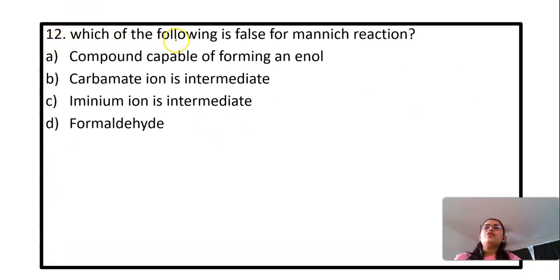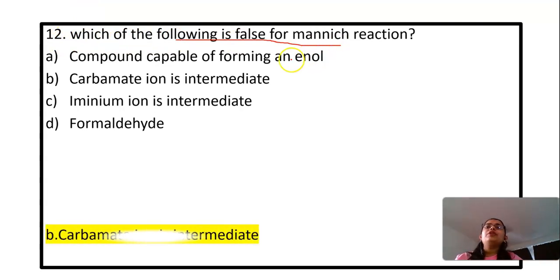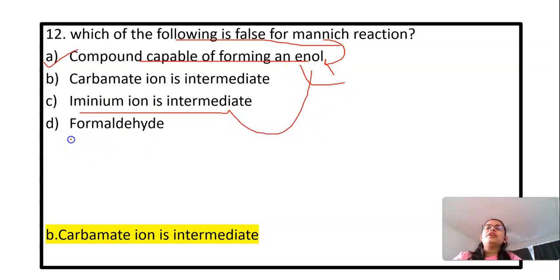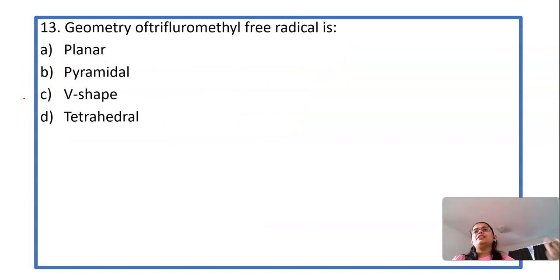Question number 12. Which of the following is false for Mannich reaction? So I am going to read all the correct options here. Compound capable of forming an enol, right? In Mannich reaction, keto to enol form is there, so correct. Iminium ion is intermediate, that is also correct. And formaldehyde is going to be the product, that is also correct. So the carbamate ion is intermediate, it is false. So B is the correct answer.